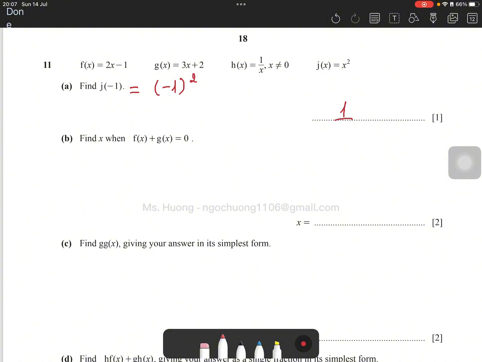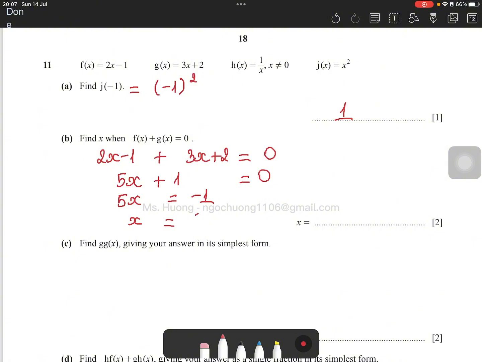B. Find x when f of x plus g of x equals 0. You know f of x is 2x minus 1 and g of x is 3x plus 2. So we add up these two and then set it equal to 0. 2x plus 3x is 5x. -1 plus 2 means plus 1 equals 0. And we subtract 1 from both sides. So 0 minus 1 equals -1. And then we divide both sides by 5. So -1 divided by 5 is -1/5. Or you can write -0.2.